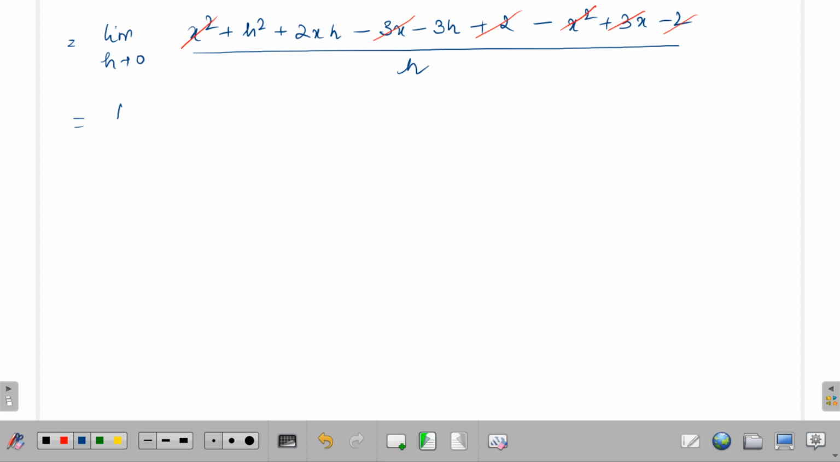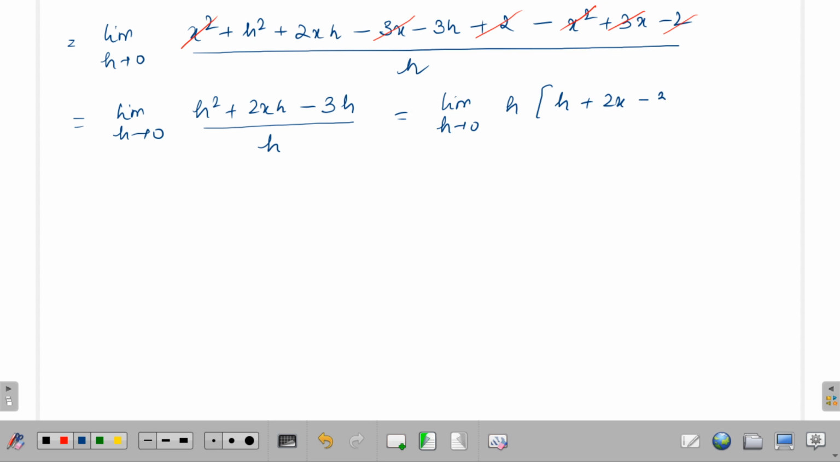Now I got here limit of h tends to 0. I got here h squared plus 2xh minus 3h divided by h. Now again the same thing, take the value for h to be common. So I got here h times h plus 2x minus 3 divided by h. I cancel h and h.